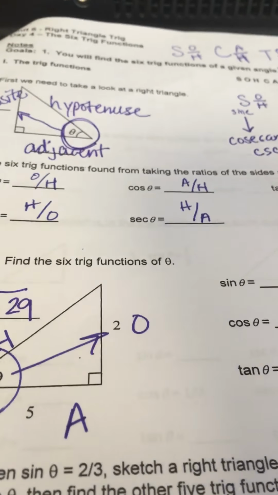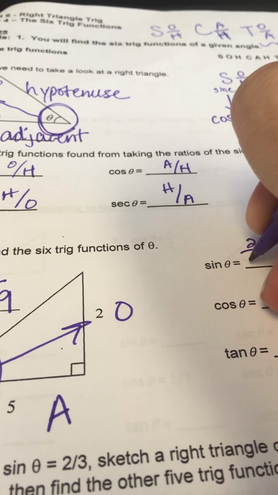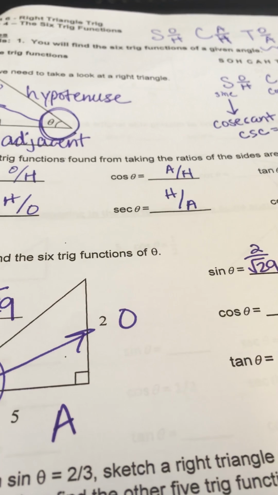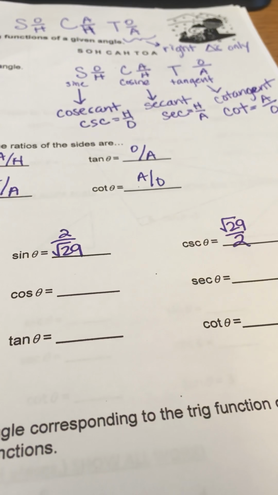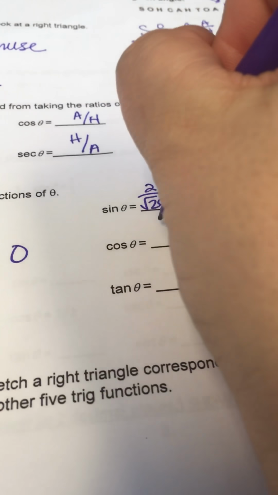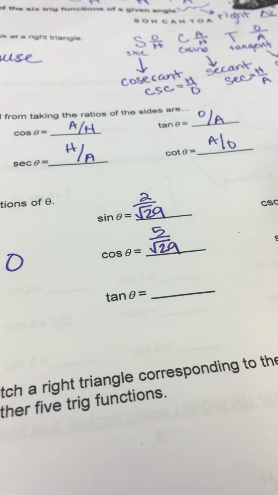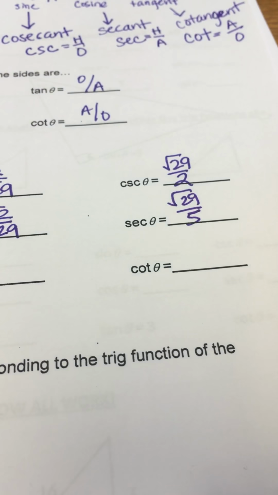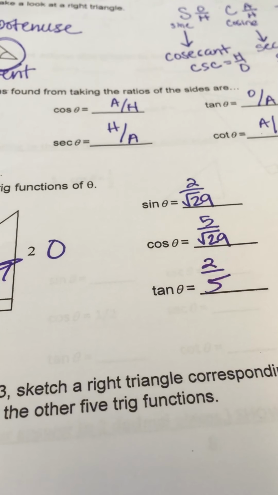Okay. All right. So sine is opposite over hypotenuse, 2 over root 29, which means for the cosecant, I flip it and get root 29 over 2. Cosine is adjacent over hypotenuse, so 5 over root 29, which I flip for secant, so root 29 over 5. Tangent is opposite over adjacent, so 2 over 5. Cotangent, you flip it and get 5 over 2.